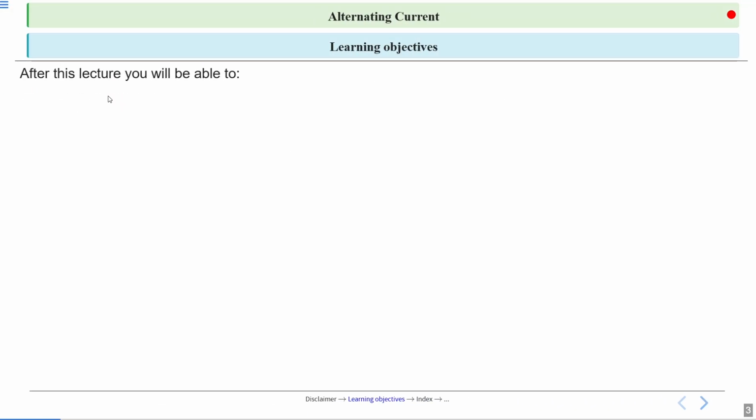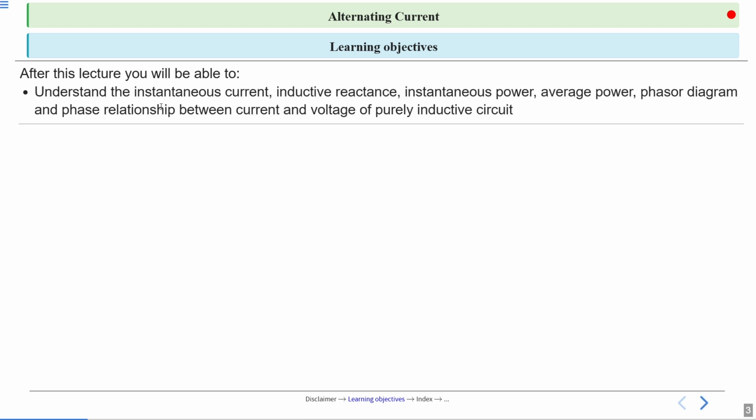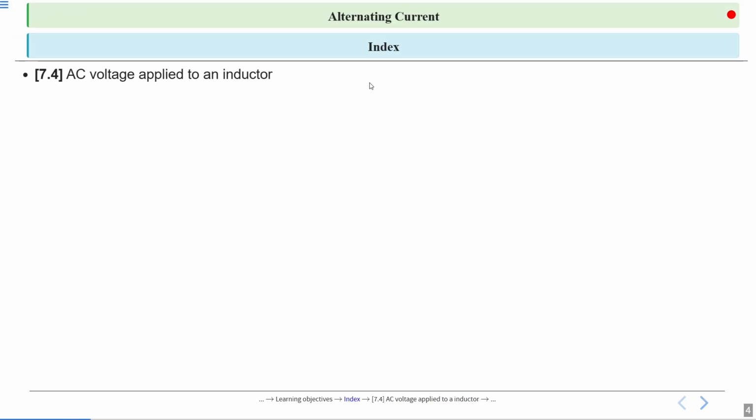Learning objective: after this lecture you will be able to understand the instantaneous current, inductive reactance, instantaneous power, average power, phasor diagram and phase relationship between the current and voltage of purely inductive circuits. So the index of topics that we are going to discuss today is NCERT section 7.4, that is AC voltage applied to an inductor.